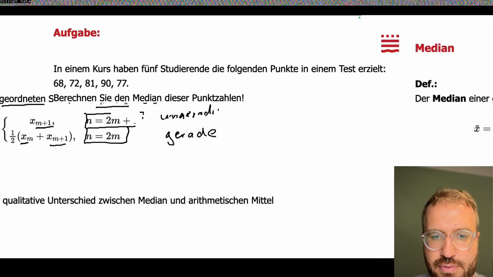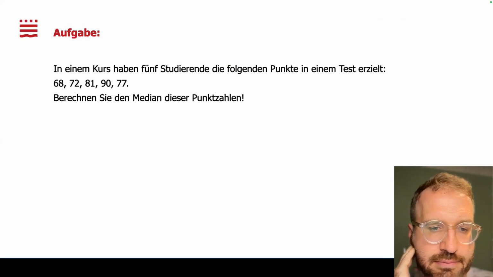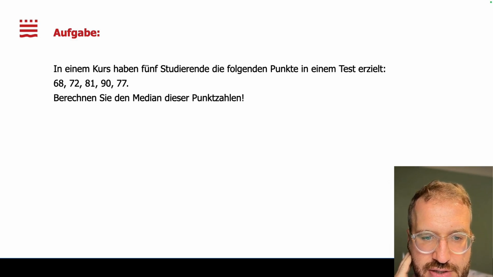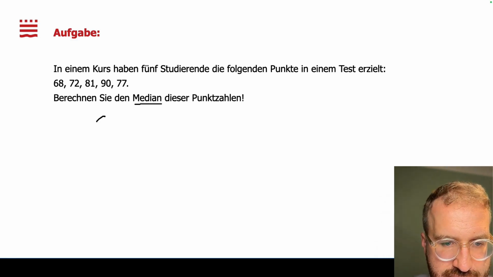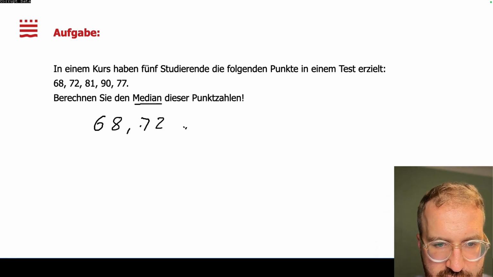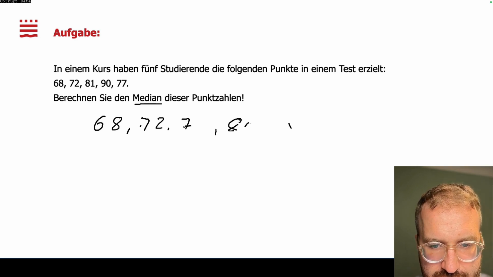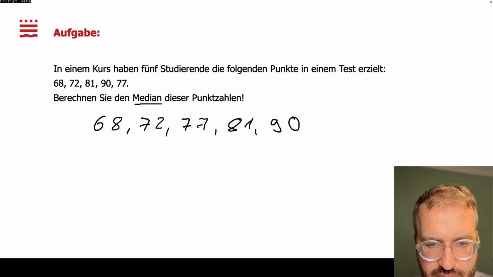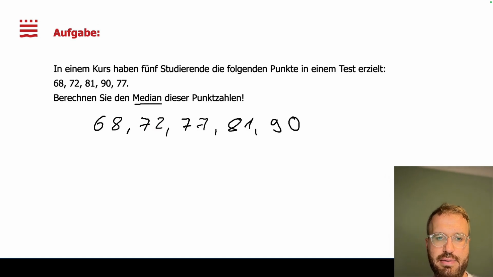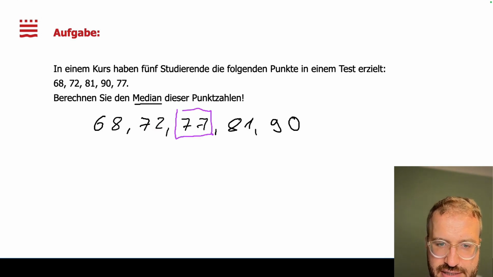Now let's look at an example. We have our 5 students from the course with the scores of 68, 72, 81, 90, and 77. And we are supposed to determine the median, not the arithmetic mean. And now we first sort our numbers: 68, 72, 77, 81, and 90. And we know therefore there are 1, 2, 3, 4, 5 in terms of the scope. That means we have an odd situation and there is exactly the middle. And you can certainly see it. The middle is exactly the number 77.